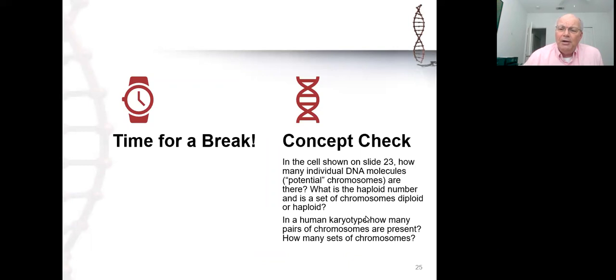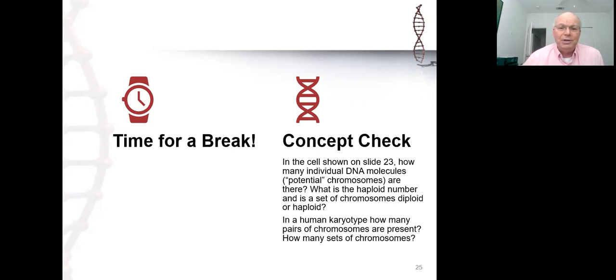In a human karyotype, how many pairs of chromosomes are present? Well, we know that humans contain 46 chromosomes. That's our diploid number. But that means there must be half that number pairs of chromosomes, because each of those 46 chromosomes has a partner. So that means there must be 23 pairs of chromosomes in a human karyotype.